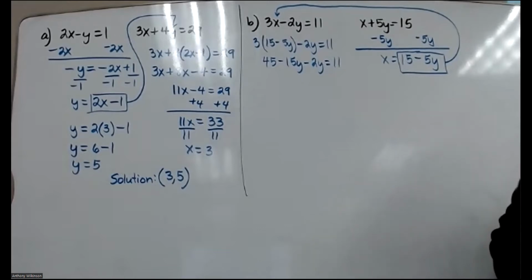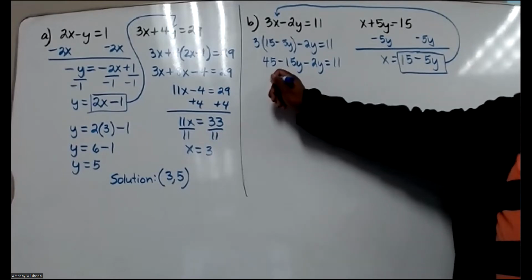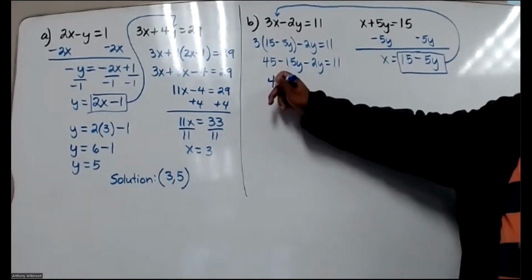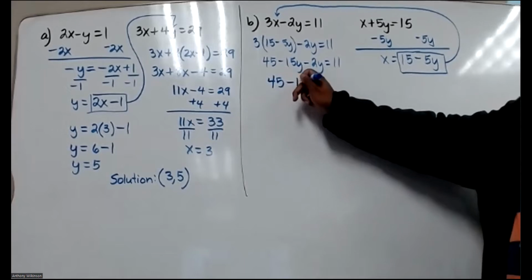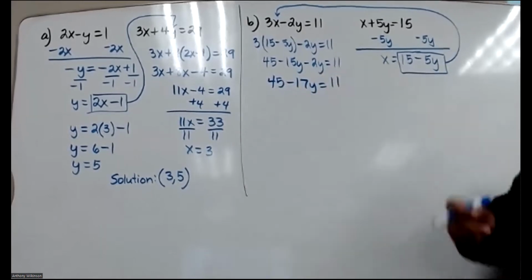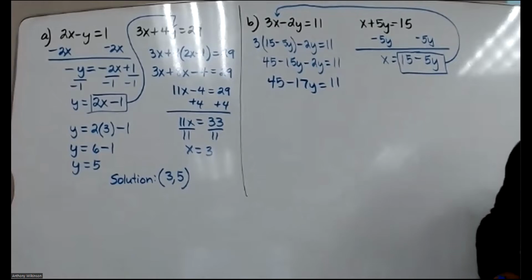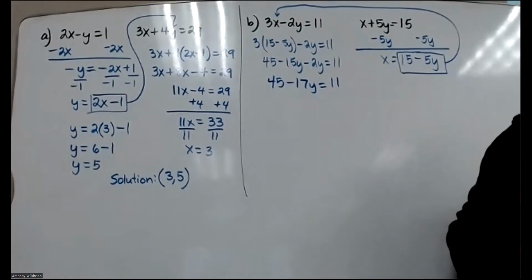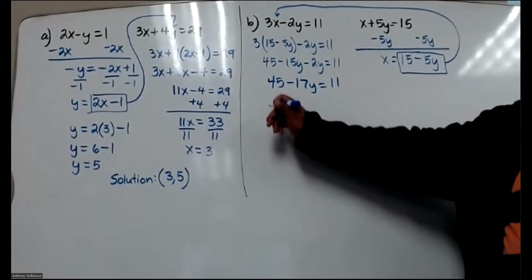All right, next, what's negative 15y minus 2y? Negative 17, so I got 45 minus 17y equals 11. Now I need to get negative 17y by itself. So what do I need to do here?